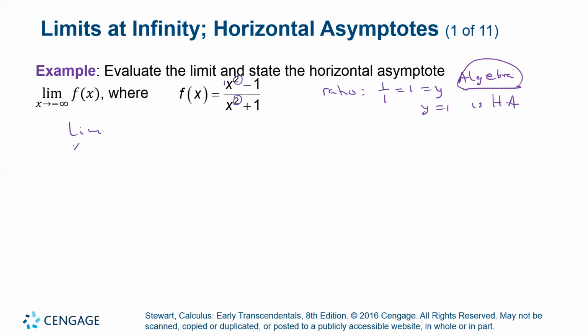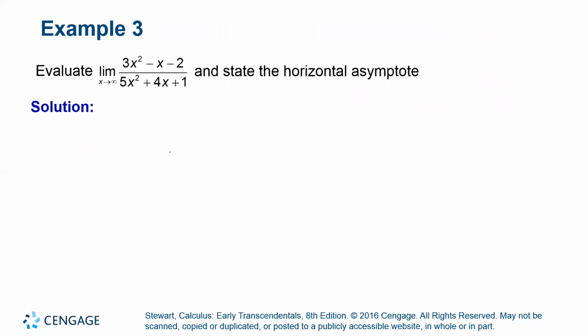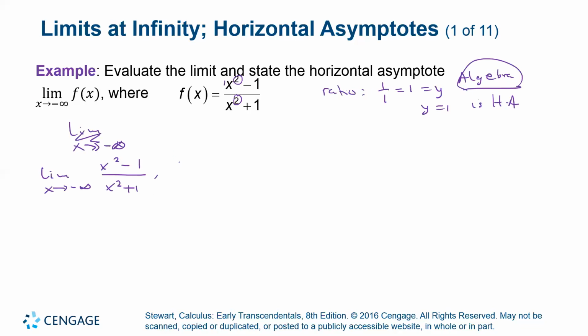Now, if I want to find the limit as x approaches negative infinity of the function x squared minus 1 over x squared plus 1, what we do is that we're going to divide by the x with the highest exponent in the denominator.